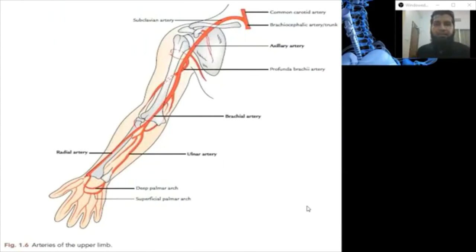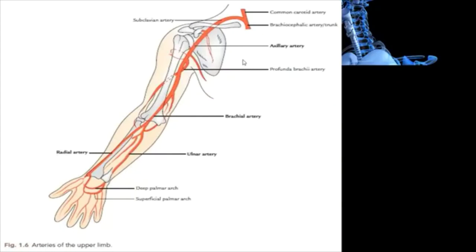This is the figure showing the artery supply of the upper limb. Here I am starting from the heart. The arch of aorta gives rise to three branches: the brachiocephalic trunk, the left common carotid artery, and the left subclavian artery. The brachiocephalic trunk gives rise to the right subclavian artery and right common carotid artery.